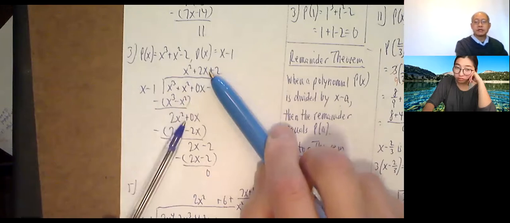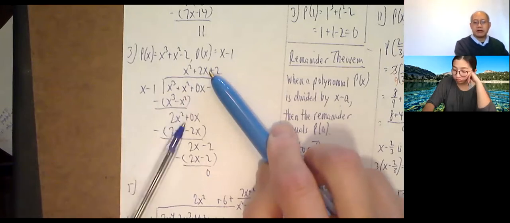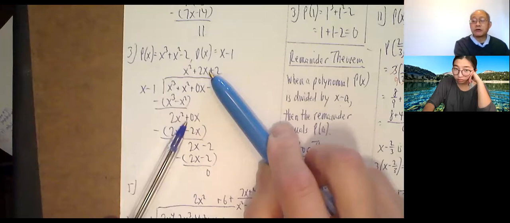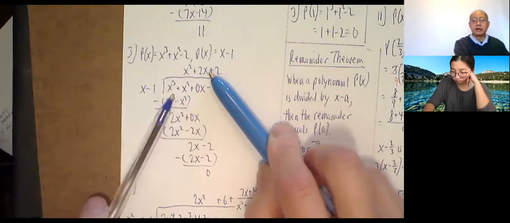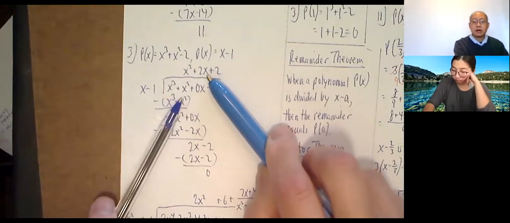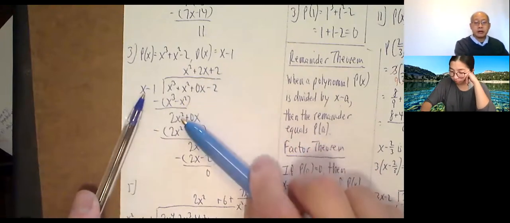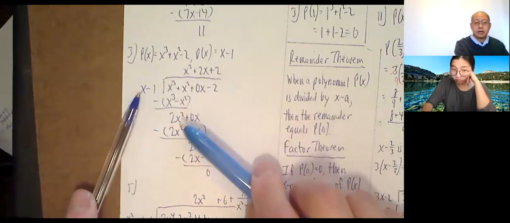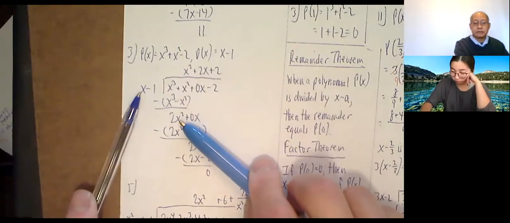Bring down the 0x. In case you're wondering, do I bring down the 0x? Yes, and again, think by analogy, what did you do for long division of numbers? When you did long division of numbers, if there was a 0, did you bring it down? Yeah, you still brought it down and kept going, right? So just do the same thing. All right, start over. First thing here. What do you multiply this by to get 2x squared?